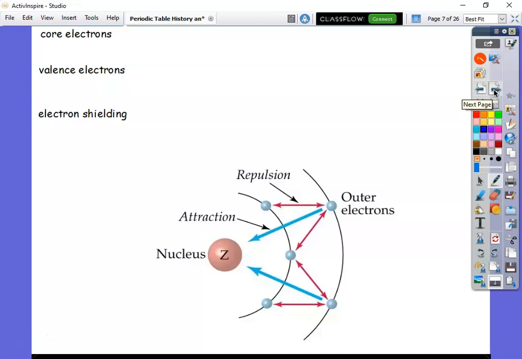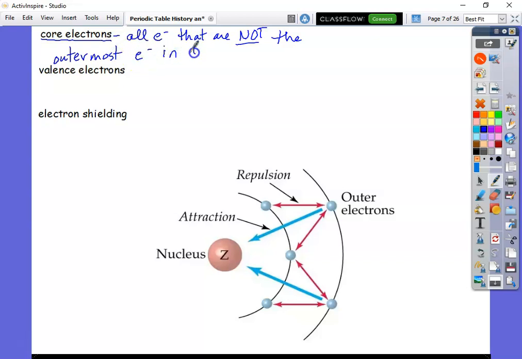Basically, there are two kinds of electrons in an atom. You know that they're in the electron cloud. The core electrons are all the electrons, and I'm going to use that little e minus symbol for electrons, that are not the outermost electrons in the electron cloud. The outermost electrons, of course, are the ones that are furthest out away from the nucleus. And so core electrons are everything except for those outermost electrons.